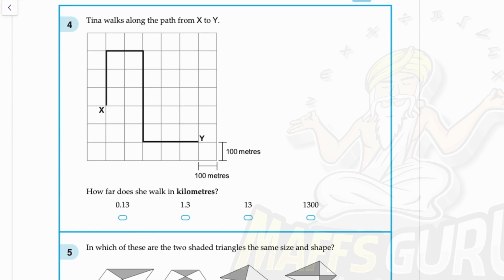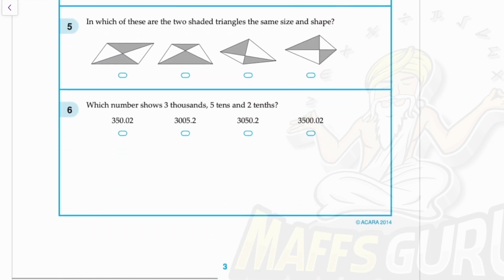Tina walks along the path from X to Y. How far does she cover in kilometers? Right, well, basically what we're told is that 1 square across is 100 meters, and it's also telling us that 1 square up is 100 meters. That's what that information there is. It's a key. So I'm going to go 1, 2, 3, 4, 5, 6, 7, 8, 9, 10, 11, 12, 13 squares in total. So 13 squares times 100 gives me 1,300 meters, and because it wants it in kilometers, we would then divide by 1,000, because there's 1,000 meters in a kilometer, which gives me 1.3 kilometers. That's a conversion thing. We need to know our conversions, guys.